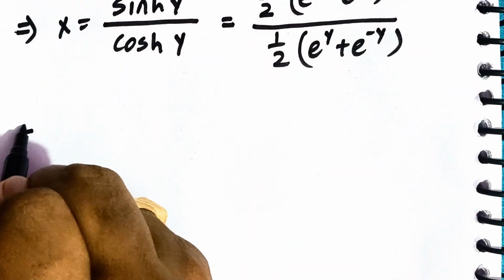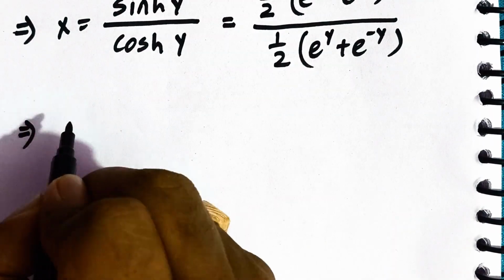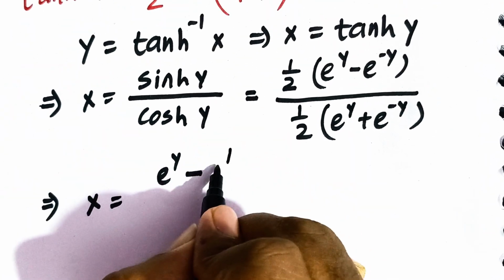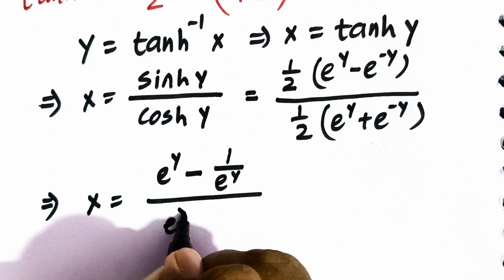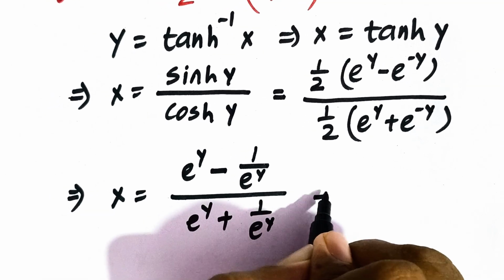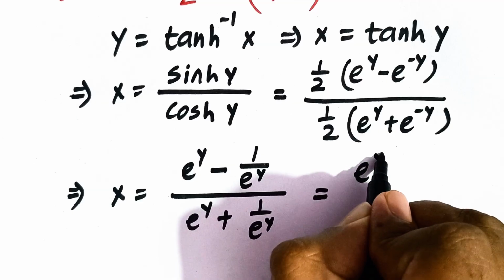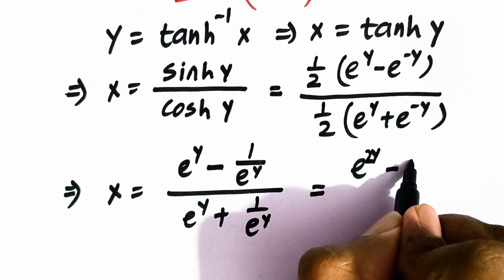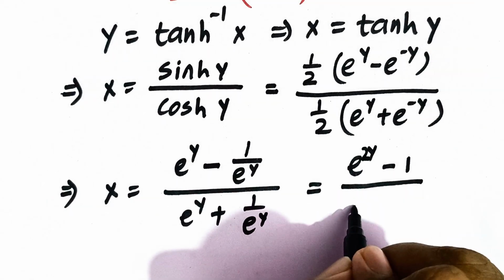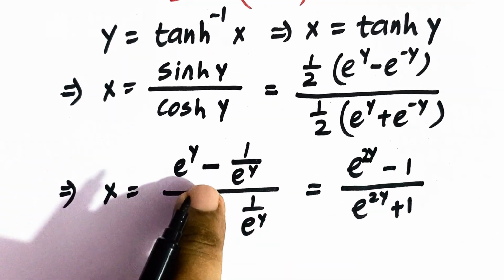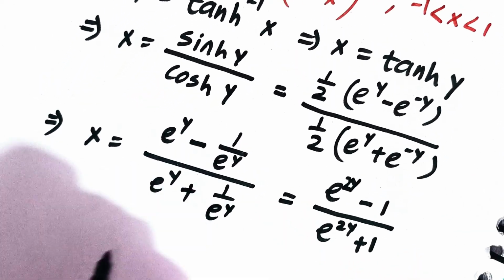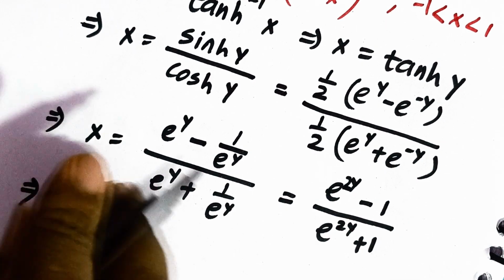Then we can cancel 1 over 2, and we have e to the power y minus 1 over e to the power y, divided by e to the power y plus 1 over e to the power y. Let's add. This becomes e to the power y times e to the power y, which is e to the power 2y, minus 1, and the denominator is e to the power 2y plus 1. Here we have divided by e to the power y in both, so we can cancel them. So x is this quantity.